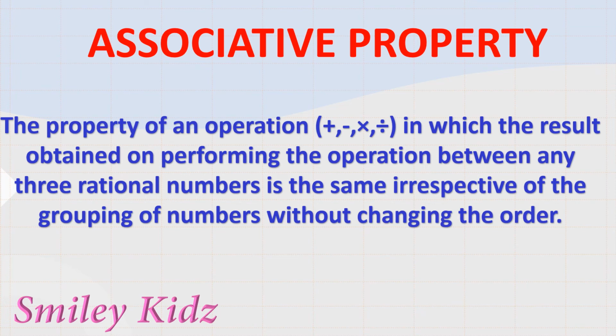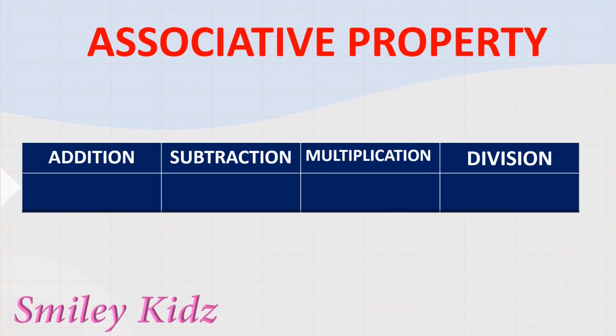obtained on performing the operation between any three rational numbers is the same irrespective of the grouping of numbers without changing the order. Let us see whether associative property is applicable for all the operations or not. Let us see each operation in detail.